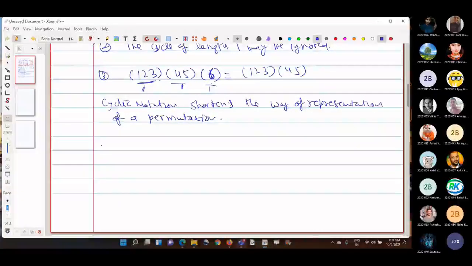So there is one example, or we can write it as a theorem.